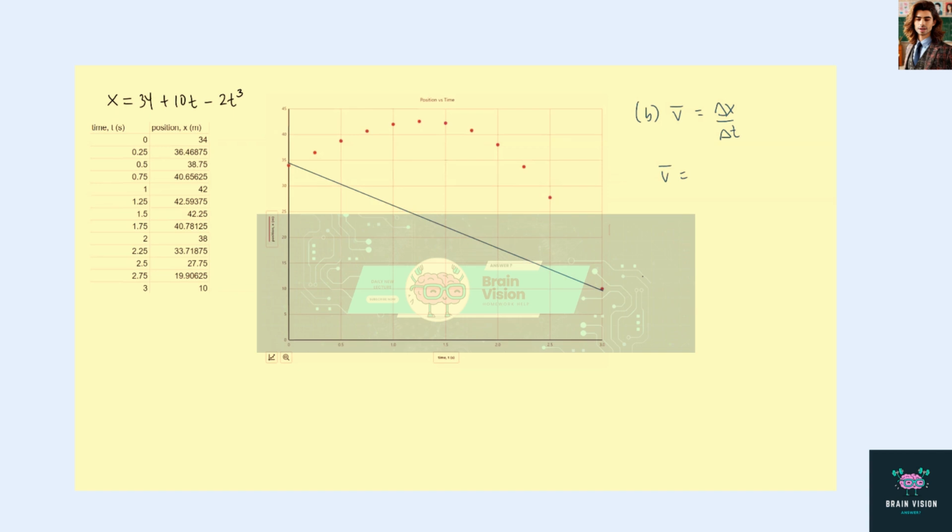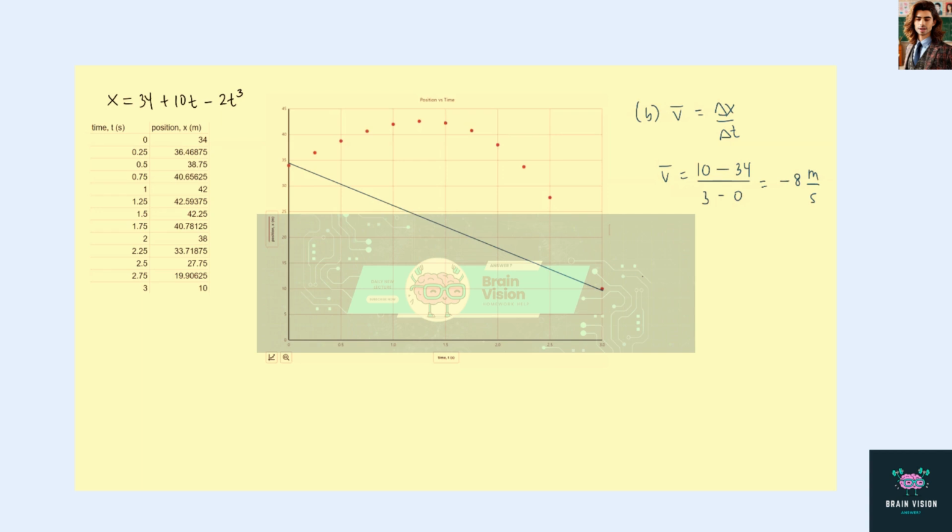And from our data table, our final position at 3 seconds was 10 meters, while we started at 34 meters. And of course, our ending time was 3 seconds minus 0 seconds. And I get a value of -8 meters per second.